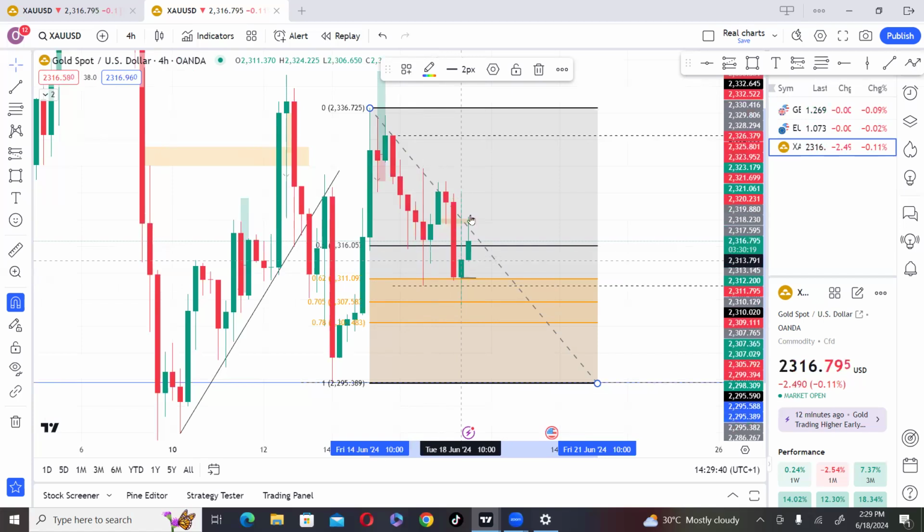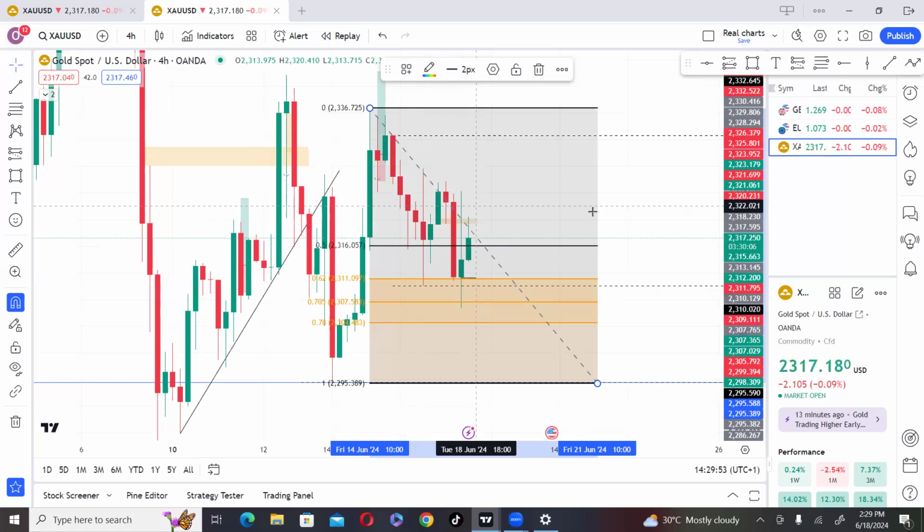I still feel like price is going to continue going higher, right? Because this liquidity at this top has not been taken out yet. If this liquidity has been taken out, then I would say price is going to continue going lower. But this liquidity has not been taken out yet. So I still expect price to be going to the upside.